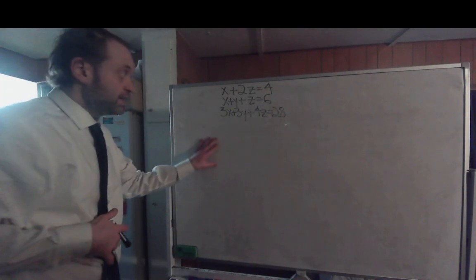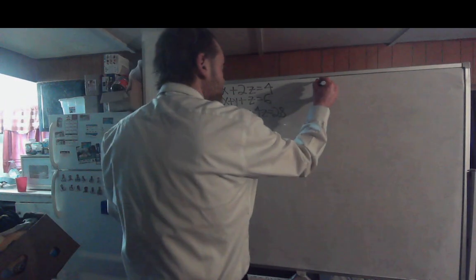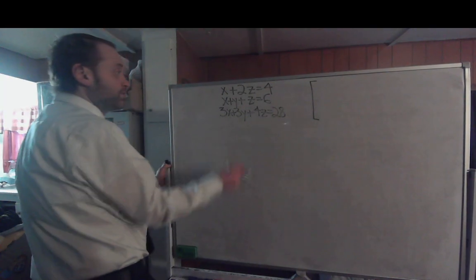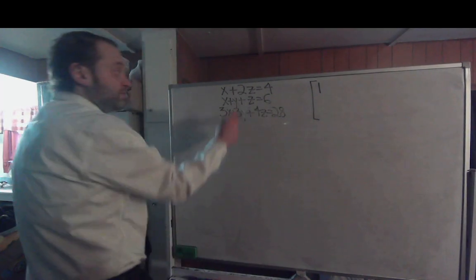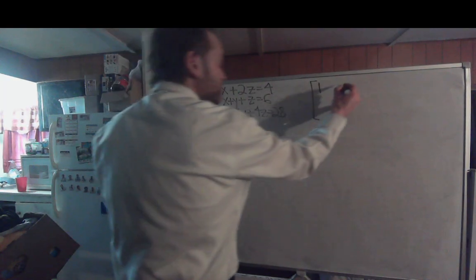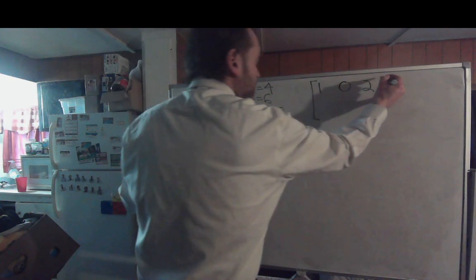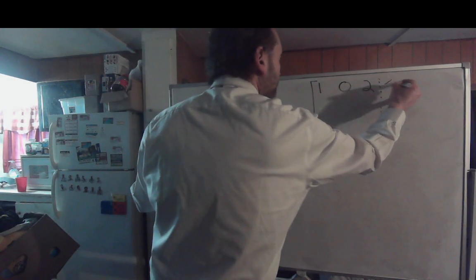All right, so let's go ahead and set up our augmented matrix for this system of equations. 3 equations means 3 rows. So in your first row, coefficient on x is 1. You have no y variable, so the coefficient for your y is 0, but the coefficient on z is 2. And then draw your augmented line, and to the right of that, you'll put that 4.